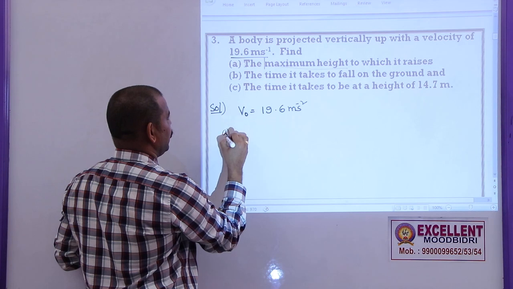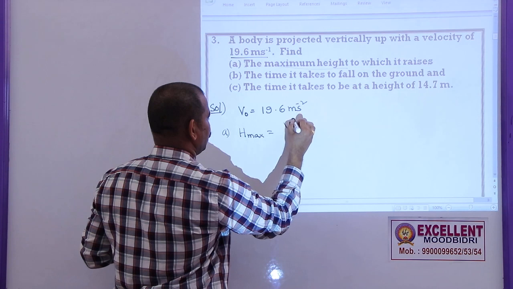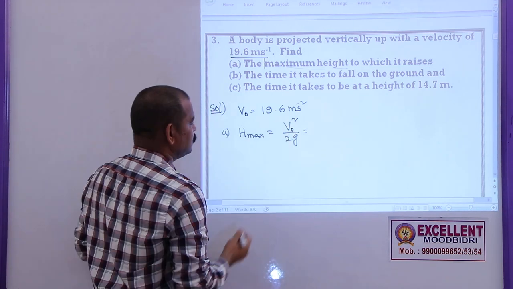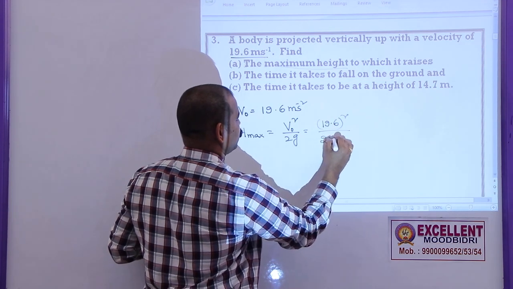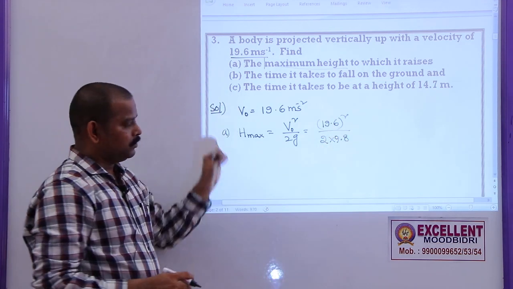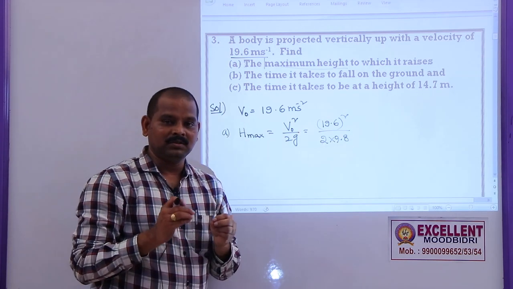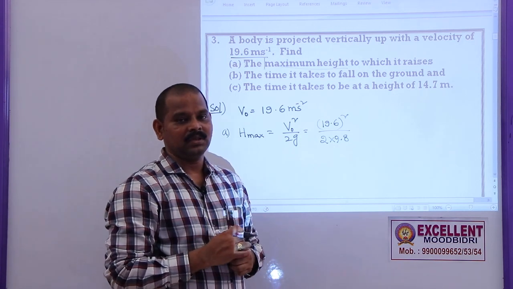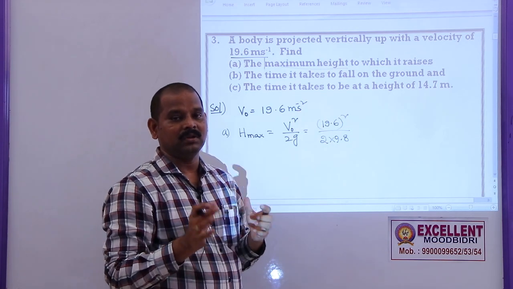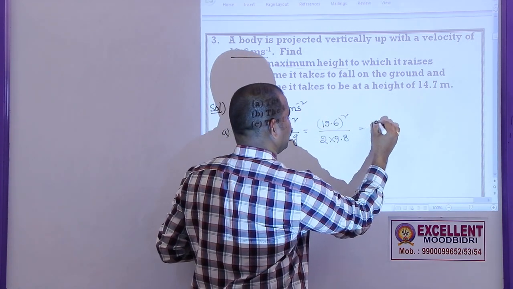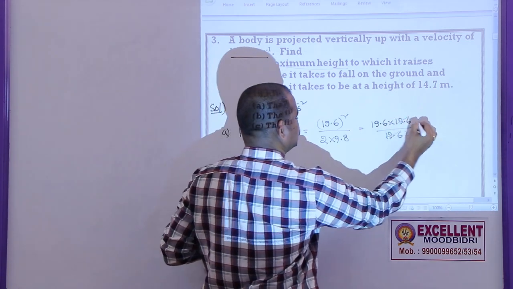First point, let me take the maximum height, which we denote with h max. This is given by the formula v0 square by 2g. Now, substitute this: 19.6 whole square by 2 into 9.8. If small g value is not given, then we need to consider small g as 9.8. But in some particular problems, they will give small g as 10 meter per second square, then our calculation will become easy. So, here this will be 19.6 into 19.6 by, this is also 19.6, this is cancelled.